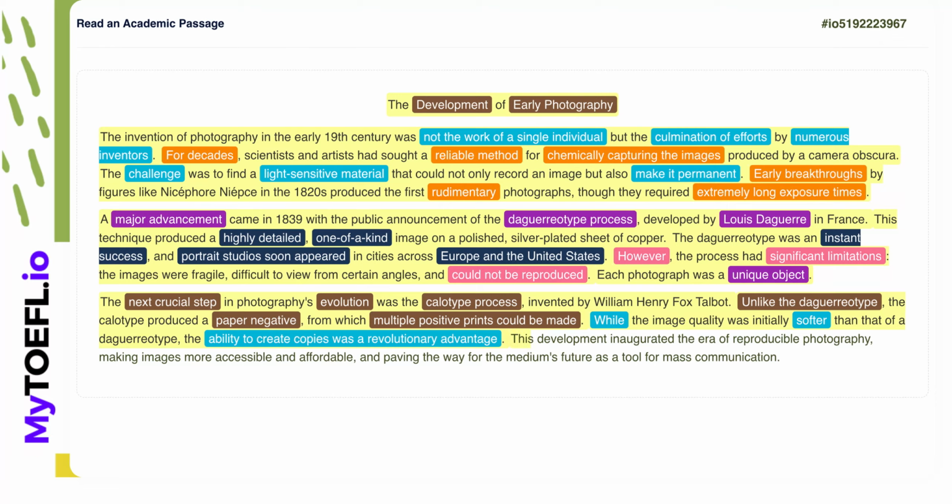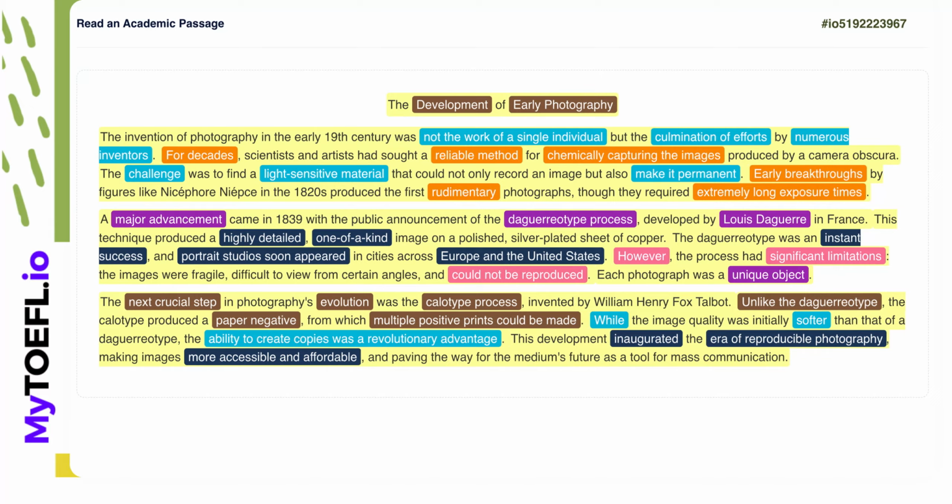This development inaugurated the era of reproducible photography, making images more accessible and affordable, and paving the way for the medium's future as a tool for mass communication. This final sentence summarizes the massive impact of the calotype. This invention inaugurated, or started, the era of reproducible photography. Because of this, images became more accessible and affordable. This connects photography to mass communication, showing its importance for the future. It's the perfect conclusion to the story of early development.